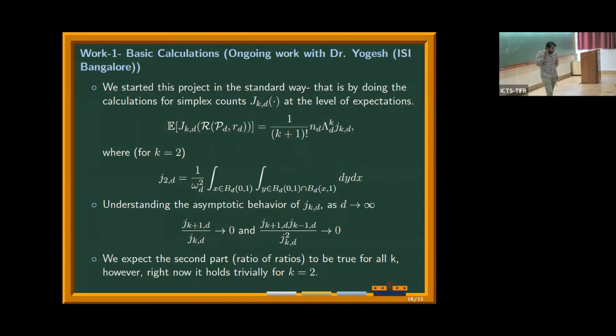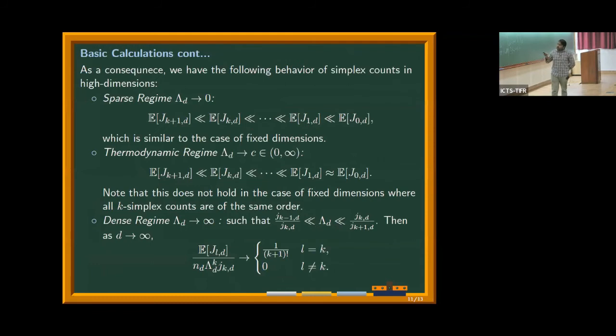Okay, so this result is not entirely proved yet. There is some technical obstacle, but I have a very good heuristic because of which it holds. Once we have this, we get some conclusions about simplex counts in the 3 different regimes.